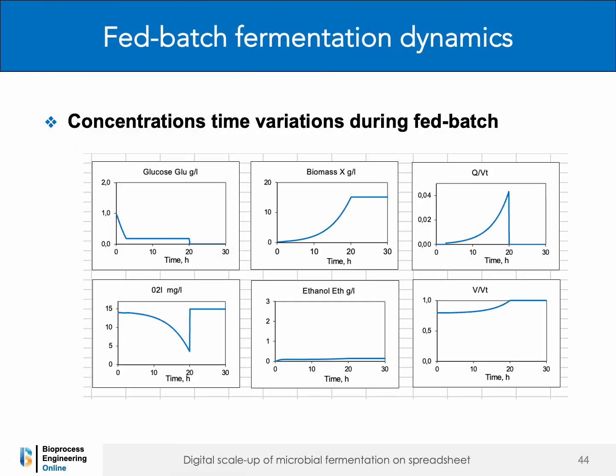Under these selected operating conditions, you can visualize the dynamics of the fed batch fermentation. After an initial batch phase lasting a few hours, the following behavior is observed: a regulated constant glucose concentration around 0.2 grams per liter, an exponential increase in biomass concentration, minimal ethanol production, an exponentially increasing feed flow rate, and a gradual decrease in dissolved oxygen concentration.